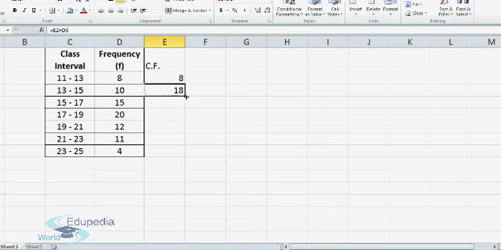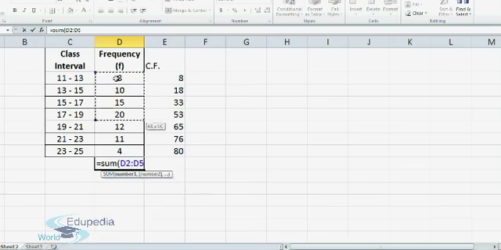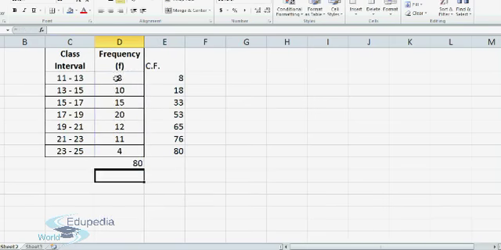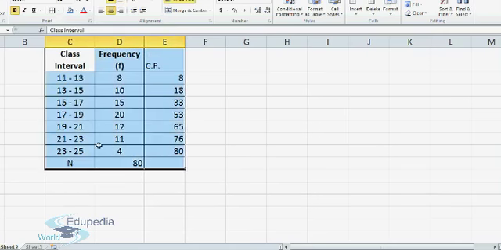The cumulative frequency table, and then we need to calculate the value of n, which we see is equal to 80. Okay, so once we have got the value of n, we can straight away proceed to find our Q1, Q3, P10 and P90.